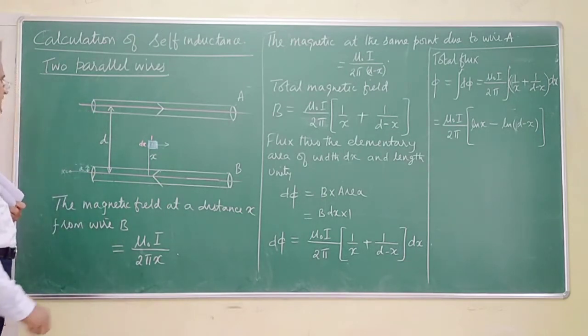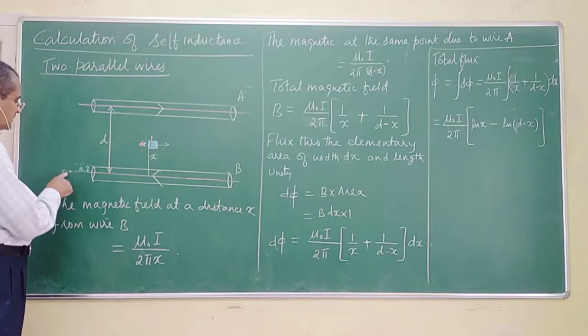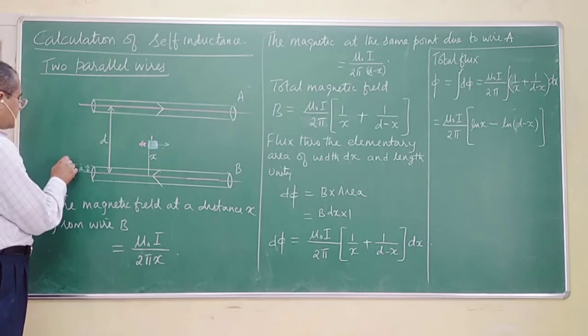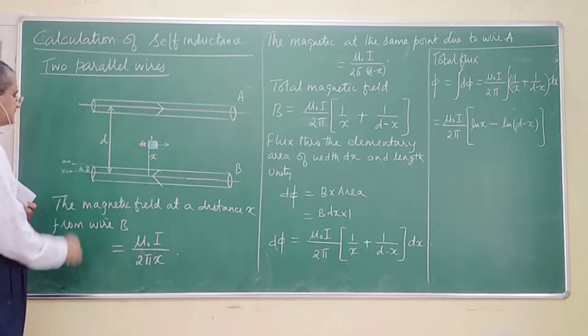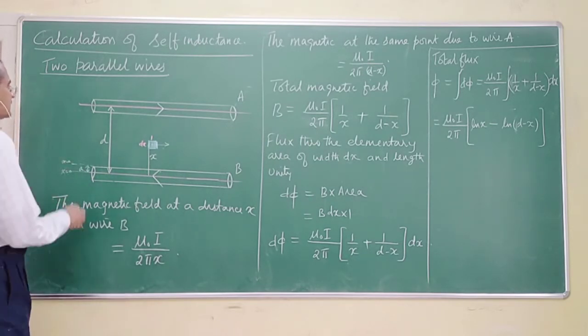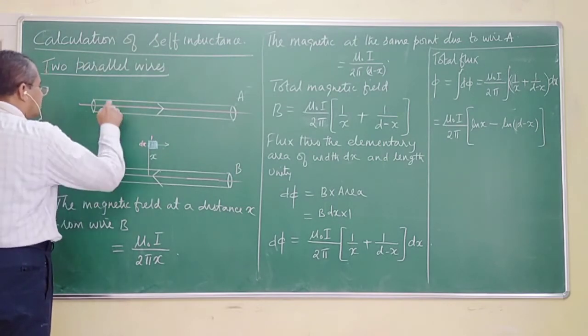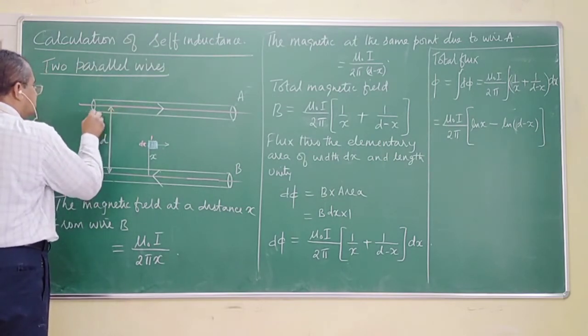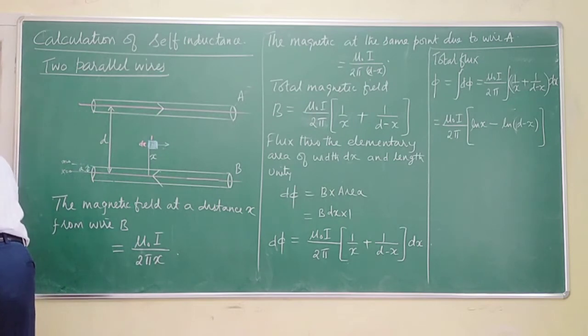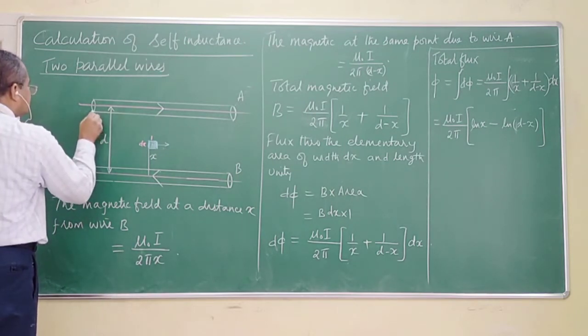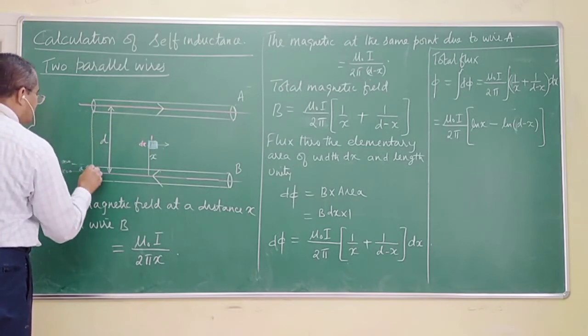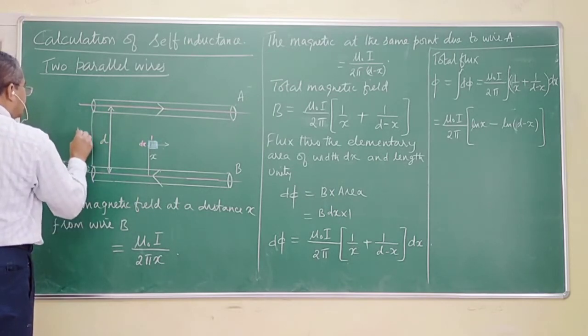Okay, listen to me carefully. If I take this as x is equal to 0, this blue dotted line will be x is equal to a. And from here to here it is d, which means from this point to this point, it will be d minus a. Am I right?